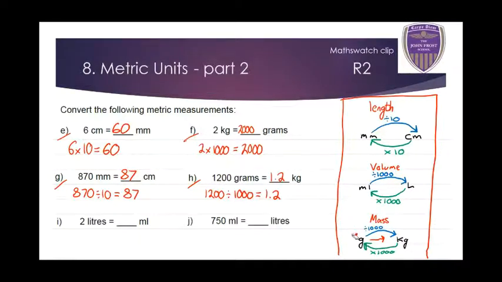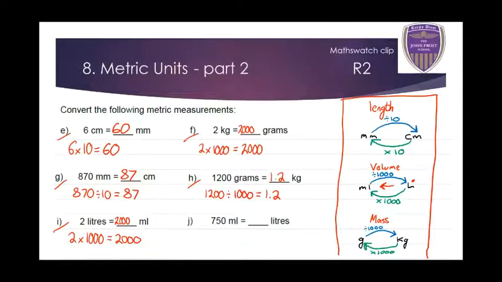Okay, get rid of those dots. Question I: I want to convert 2 liters into milliliters. So I'm starting with liters and I'm converting to milliliters. So this time I have to follow the green arrow around, and the green arrow tells me to times by 1,000. So 2 times 1,000 is equal to 2,000. Therefore 2 liters is equal to 2,000 milliliters.